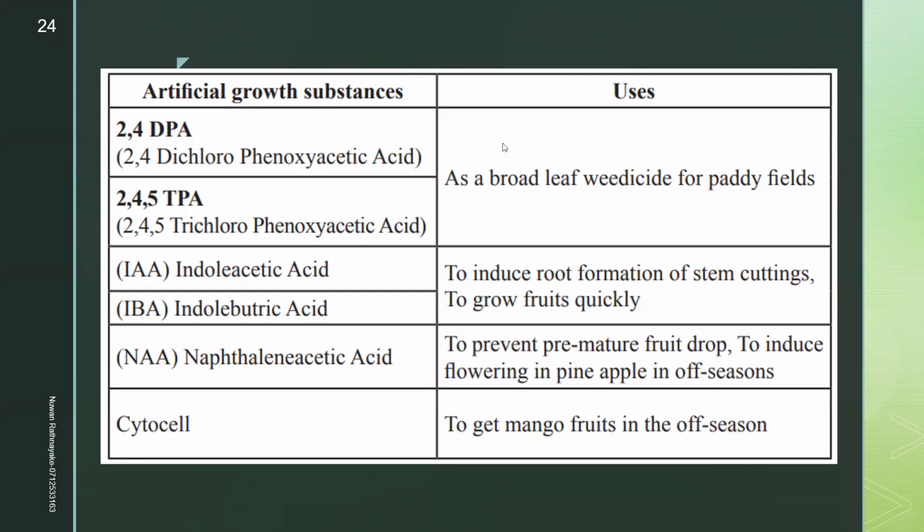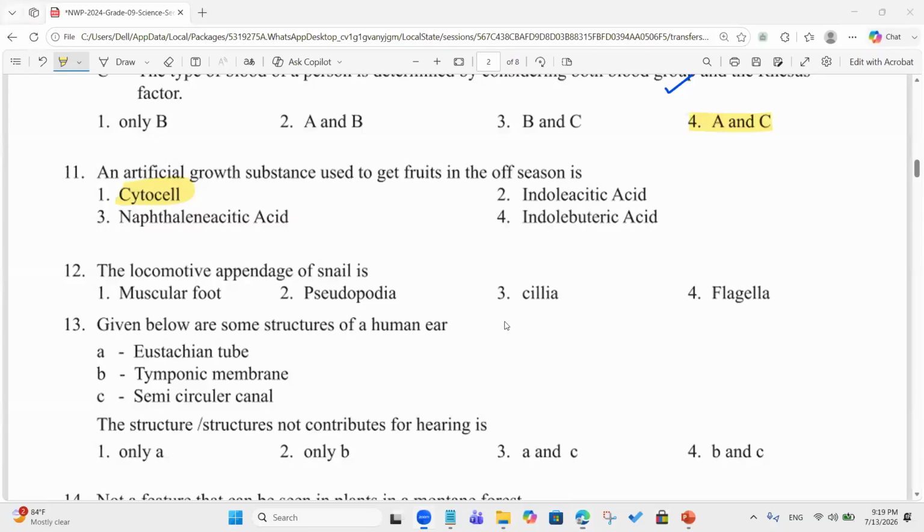So what is this question? So what do they ask? They ask which artificial substance was used to get fruits in the off season. So we can take the cytosol as the answer, correct.